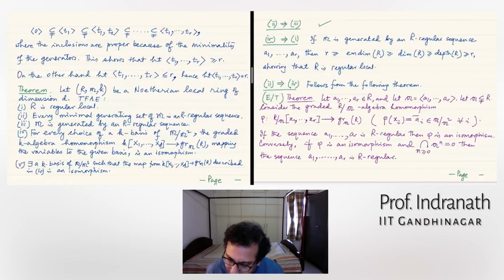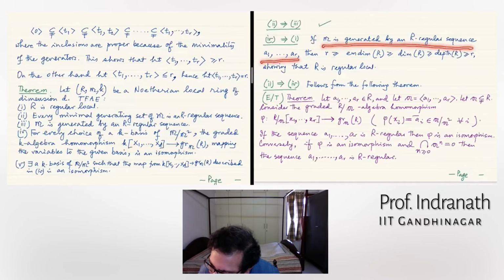Fine. So you have this, that for every choice of k basis of m mod m square, the graded k algebra homomorphism, where xi is being mapped to basis elements, is an isomorphism. From this you prove that R is regular local. Okay, so now please look at this. M is generated by an R regular sequence a1, a2, ..., ar. If you know that, then this will be true. But how do we get this, by the way?